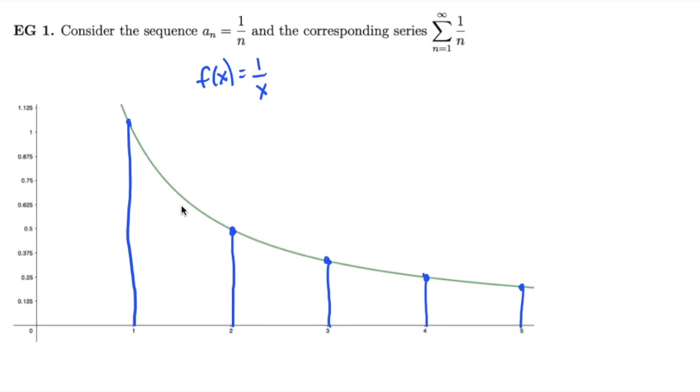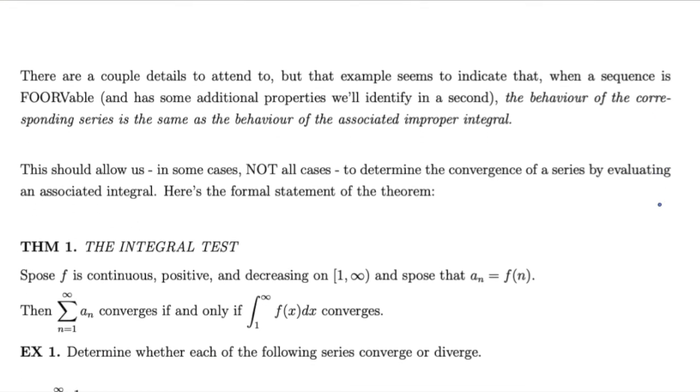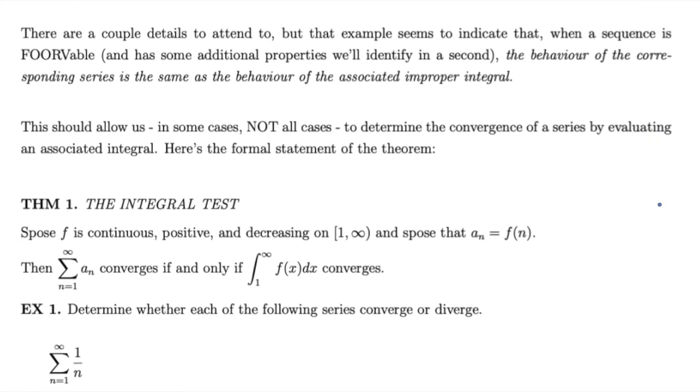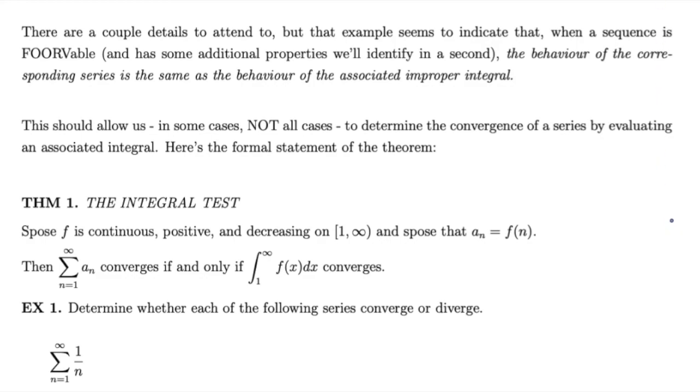So adding up the height of a function over and over and over, it feels familiar. It feels like we're doing an integral. If we formalize this, we get a pretty powerful theorem, so let's clarify those details. Just backing up, the takeaway from that example is that when a sequence is forvable, and has some additional properties that we'll identify in a sec, then the behavior of the corresponding series is the same as the behavior of the associated improper integral.